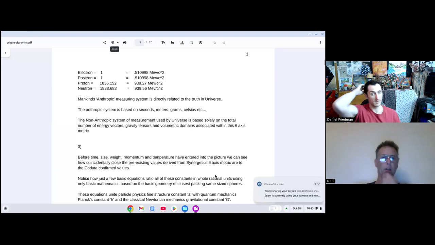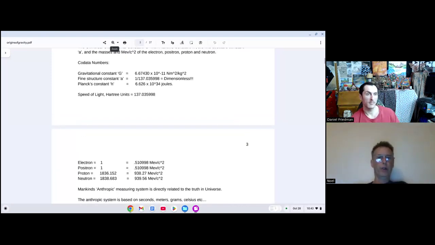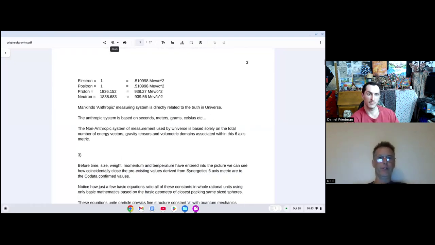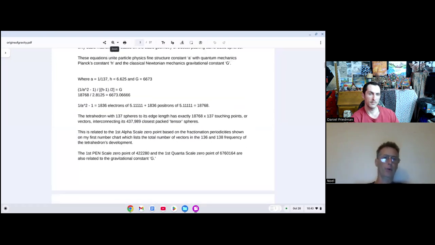Open my paper again. So we went over how the different constants here, gravitational and fine structure and Planck, are related to these different megaelectron voltages, right? And how they all can act as one unified equation, unifying fine structure constant with relativity theory and Planck's constant with quantum mechanics with Newtonian mechanics of gravity.